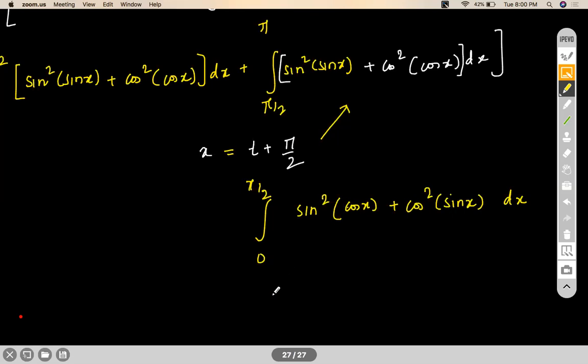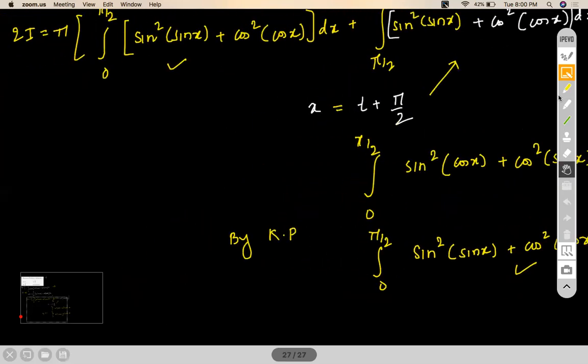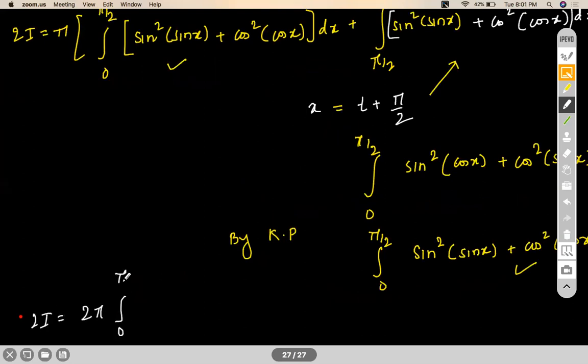Again, use King's property on this. You will end up getting sine square sine x plus cos square cos x. So what does it mean? It means this integral is the same as this integral. In other words, you are doubling it up. So 2I is 2 pi, integral from 0 to pi by 2 of sine square sine x plus cos square cos x.